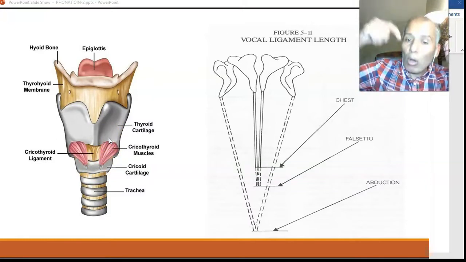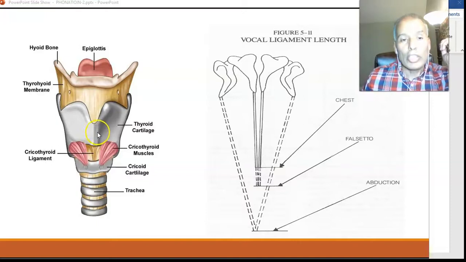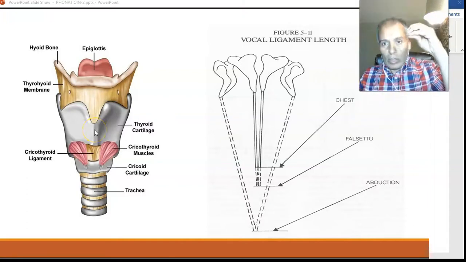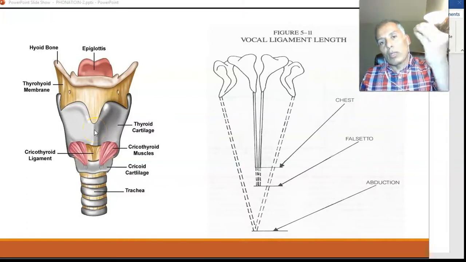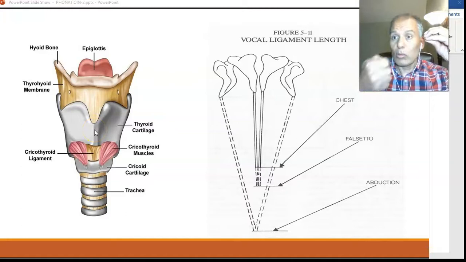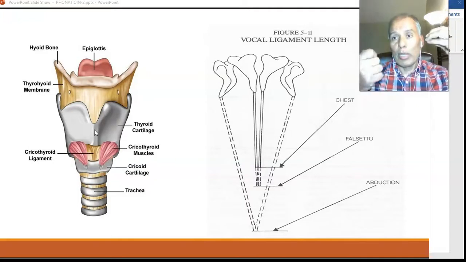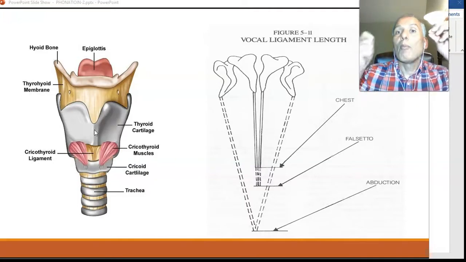Now, because the vocal folds originate on the anterior interior surface of the thyroid cartilage, below the thyroid notch, when the thyroid cartilage is pulled forward and down, the vocal folds are stretched thin and elongated, and they will vibrate at a higher pitch.